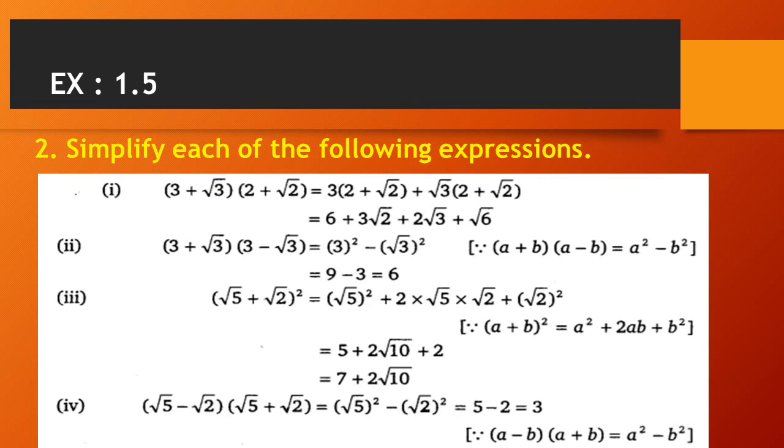Hence we can say that root 5 minus root 2 into root 5 plus root 2 is equal to root 5 the whole square minus root 2 the whole square, which is equal to 5 minus 2, which is equal to 3. Hence we can conclude that root 5 minus root 2 into root 5 plus root 2 is equal to 3.